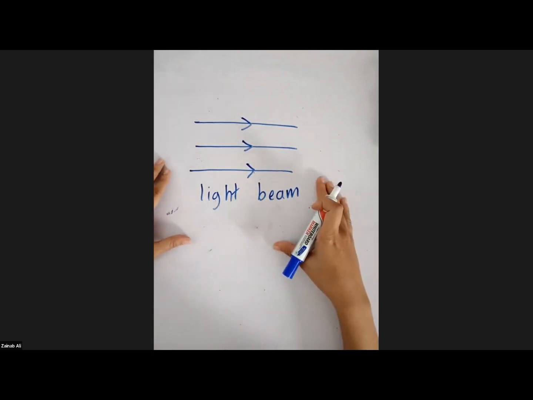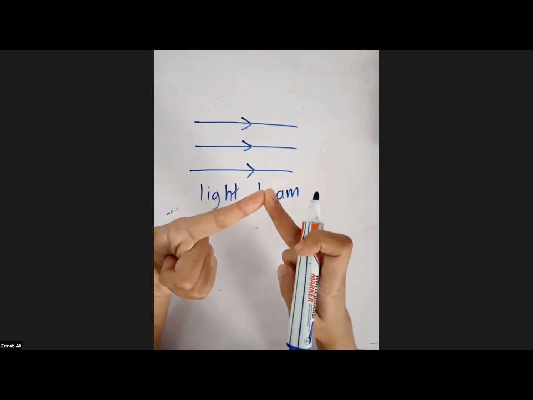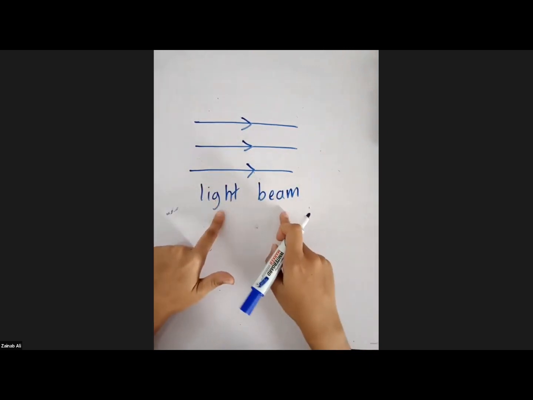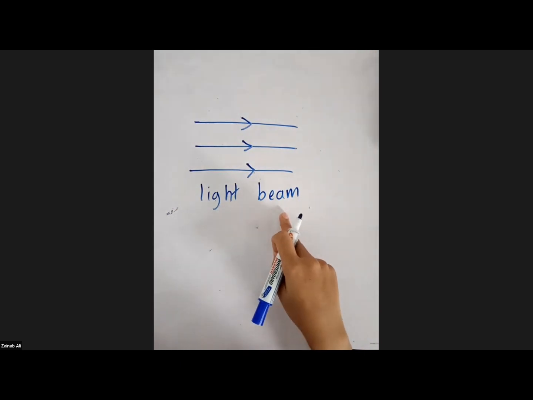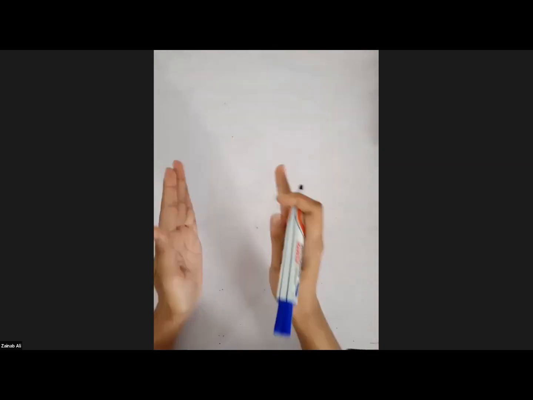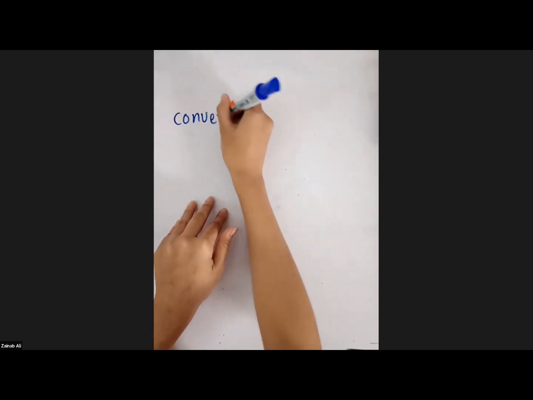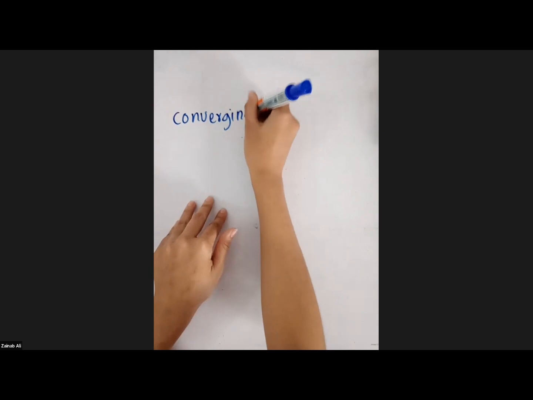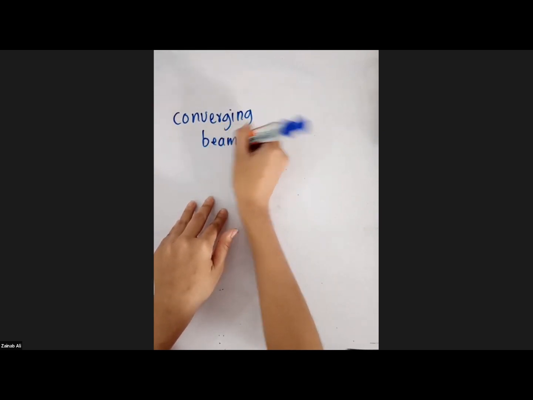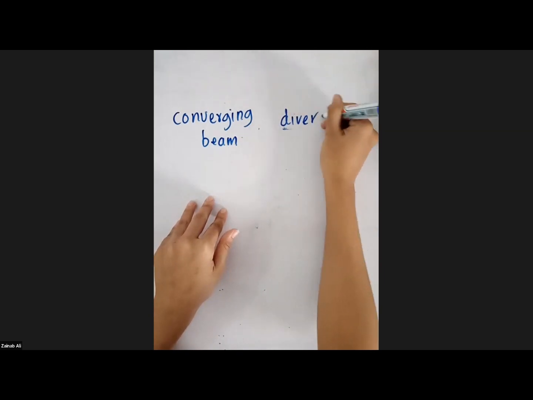Okay. So we studied what is a light ray and what is a light beam. A light beam is a collection of light rays, right? The next thing I want to teach you is what is known as a converging beam and what is known as a diverging beam. What is a converging beam and what is a diverging beam?